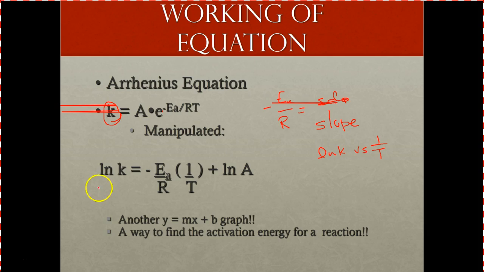So now we have a way to find activation energy for a reaction. That's also really key here, because if we know the slope of the line, we can find the activation energy for the reaction as well, because we have a way to do that using that graph.